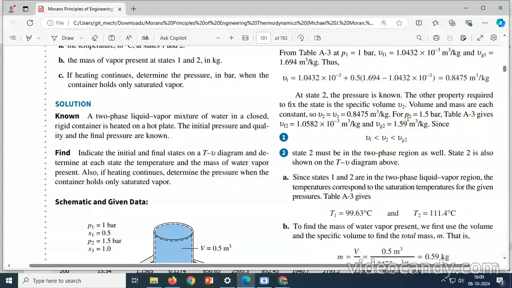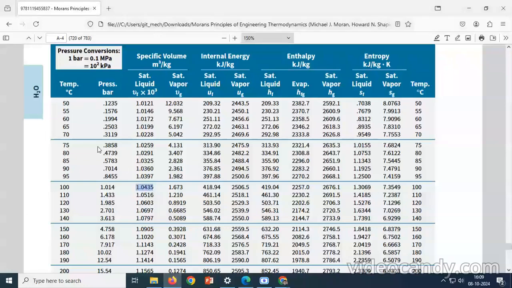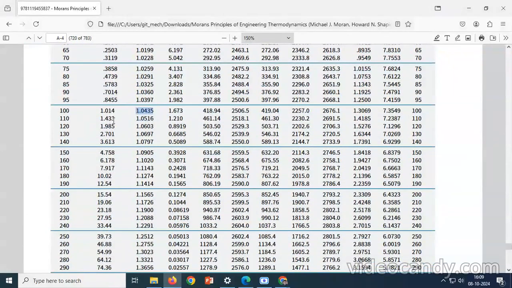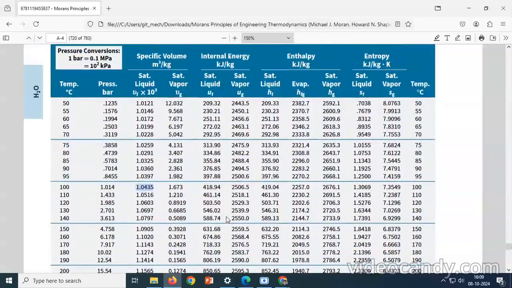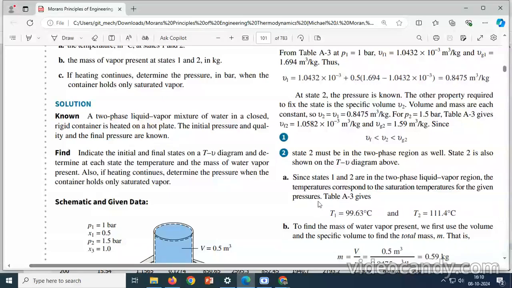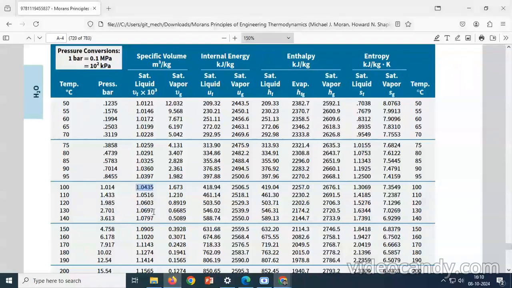For P2 of 1.5 bar, again referring to table A3. See 1.5 bar in that table, where they have given 1.433 and one more, 1.985. But see the temperature, 120. Like this, at saturated condition, you check the values. Vf2 is 1.0582. They have taken 1.5 in between these two points, interpolated the values at that temperature, and given 1.5 pressure.